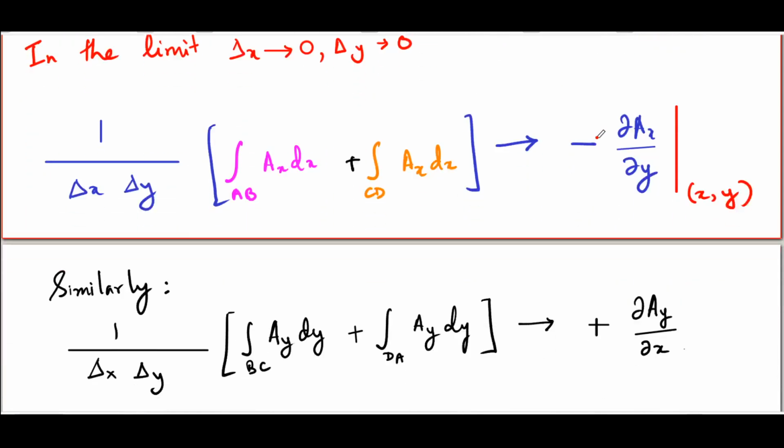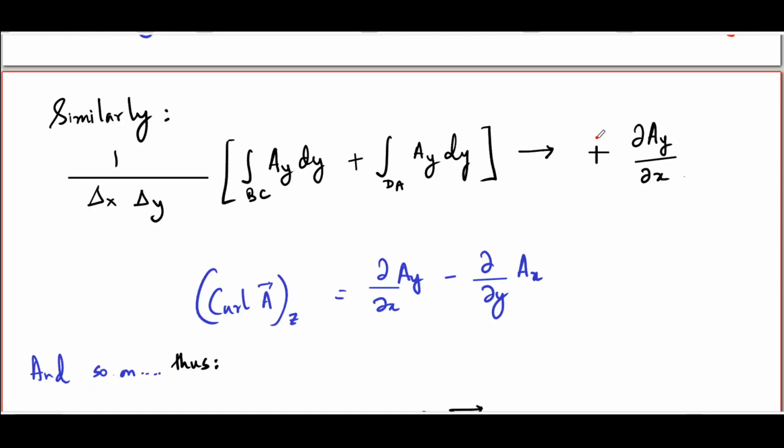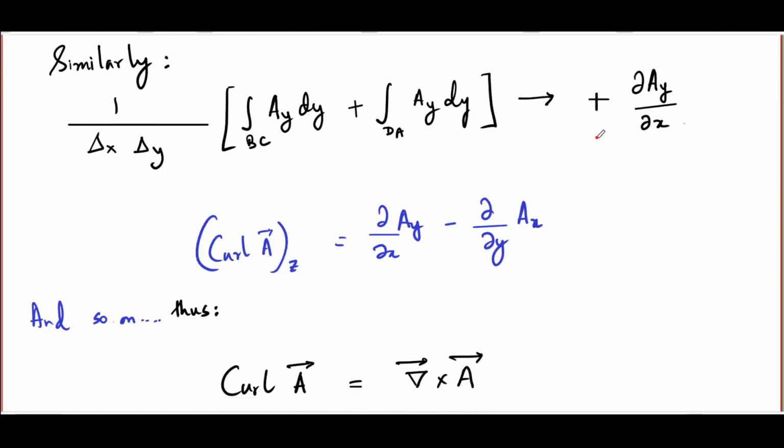The contribution from the other two faces very similarly will work out to be del ay del x. I don't really need to repeat the argument here. And so the curl's z component, which is what this would give us, this limit of the circulation divided by the area, is simply given by del x of ay minus del y of ax. And you can of course prove something similar for the x and the y components, thus justifying the result that curl of A is actually the nabla operator crossed with A.